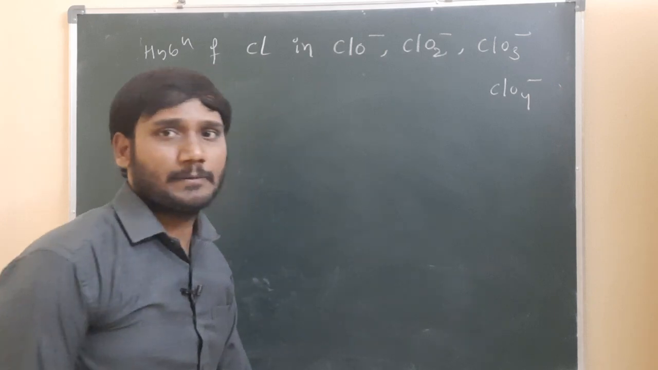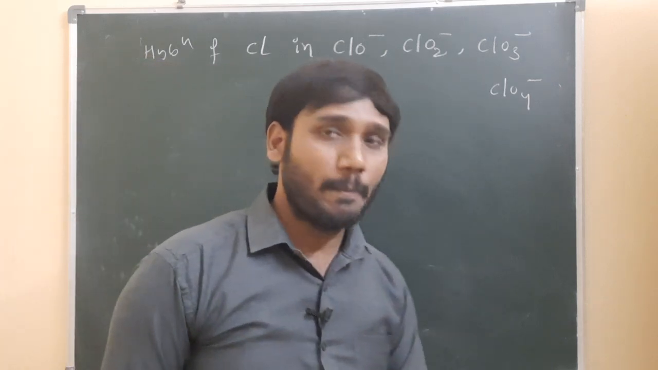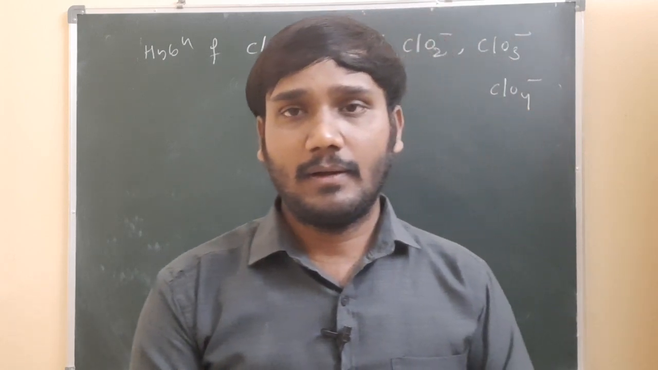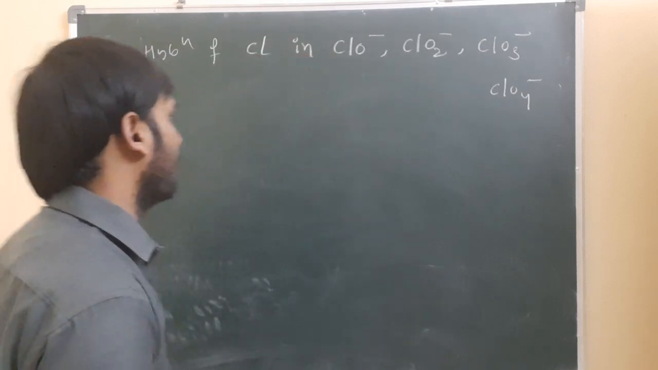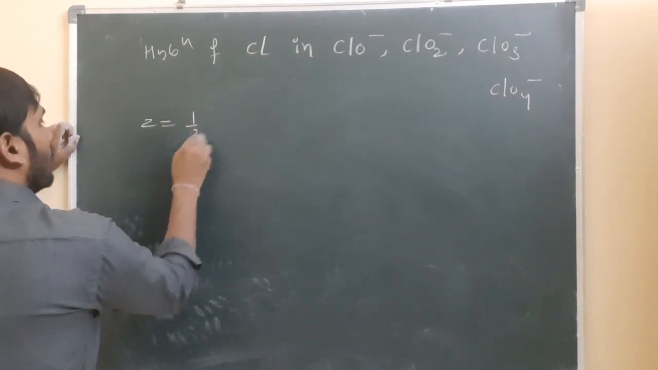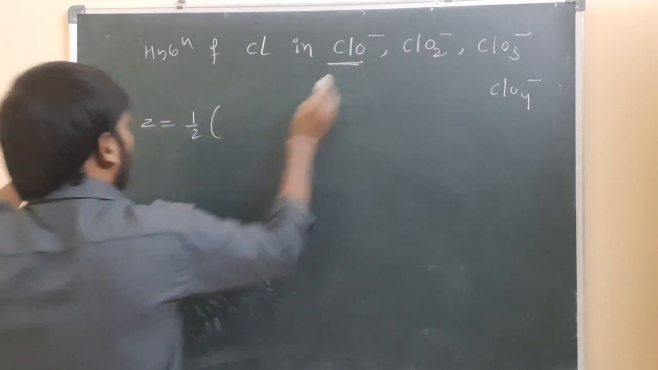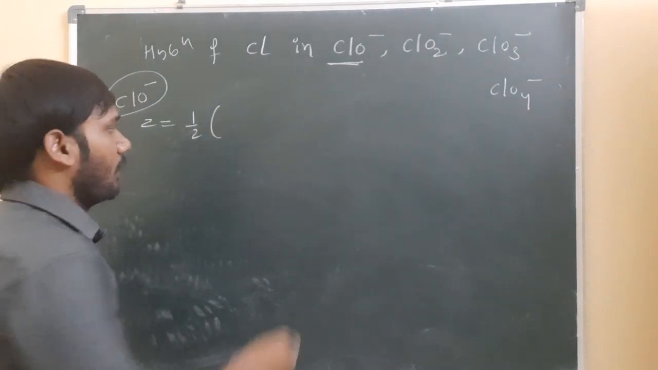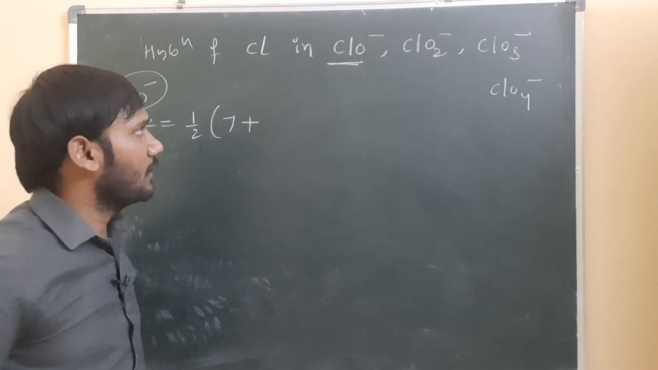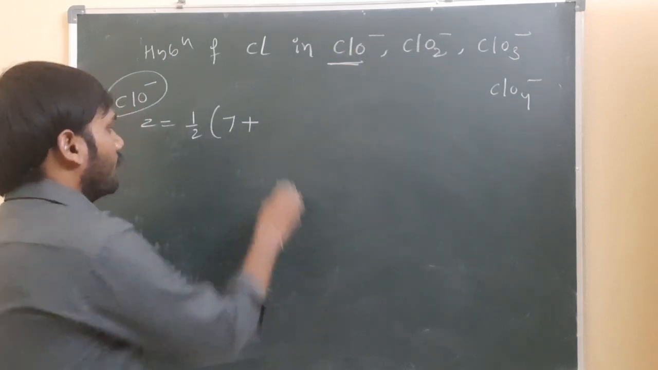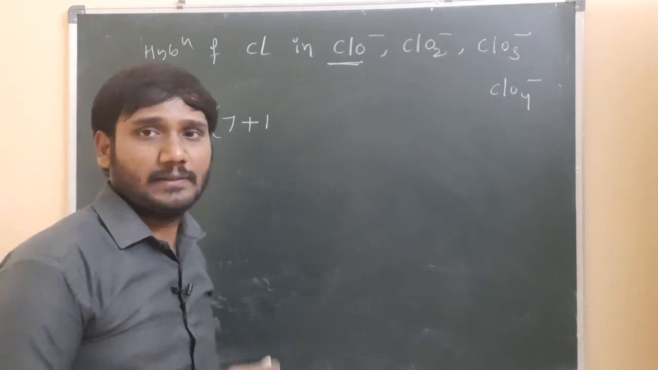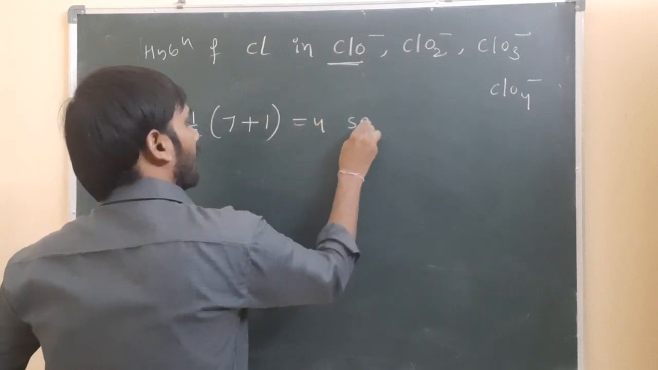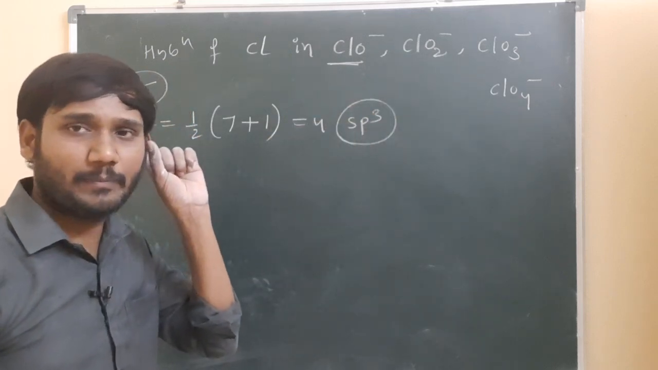What is the hybridization in this? Same formula, hybridization is nothing but half into number of valence electrons of the central atom plus negative charges minus positive charges plus number of monovalent atoms. Let us see. Z is equal to half into chlorine. For example, I am going to find ClO minus. Valence electrons of chlorine how many? 7th group element, so 7 valence electrons plus negative charge present, 1 negative charge, nothing but plus 1. No positive charges, no monovalent atoms. That's why no need. 7 plus 1, 8. 8 by 2, 4. 4 is nothing but sp3 hybridization. So ClO minus is sp3 hybridization.